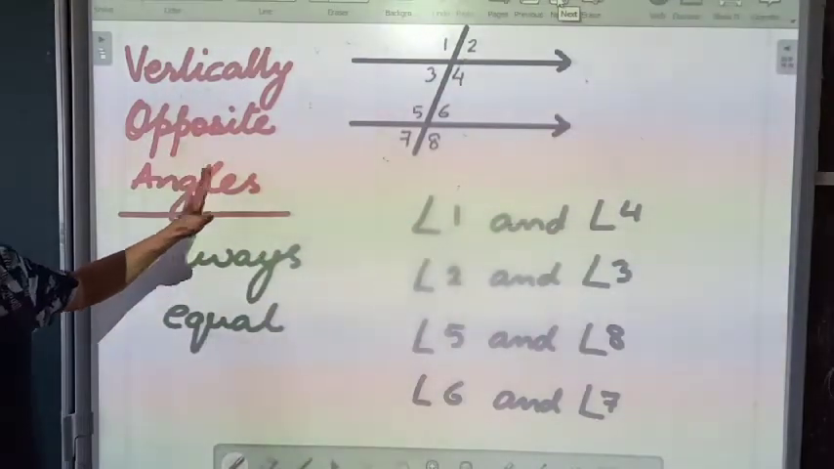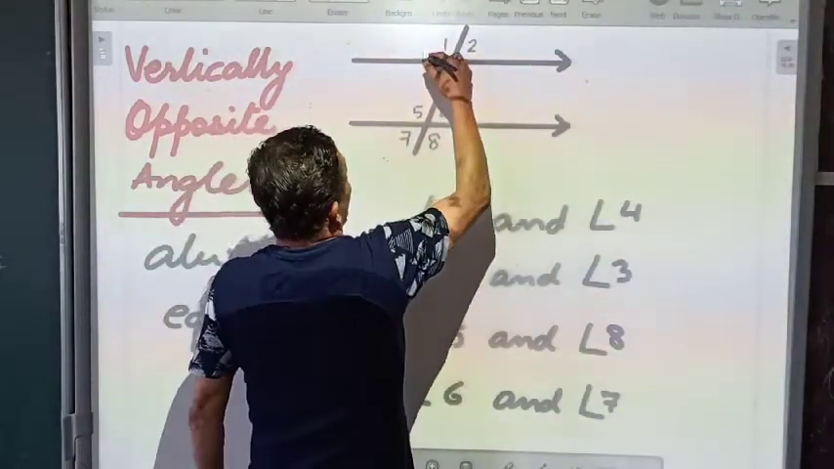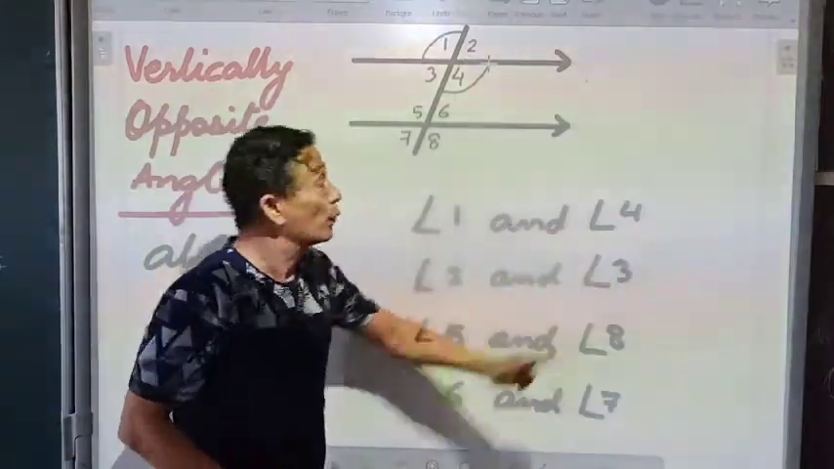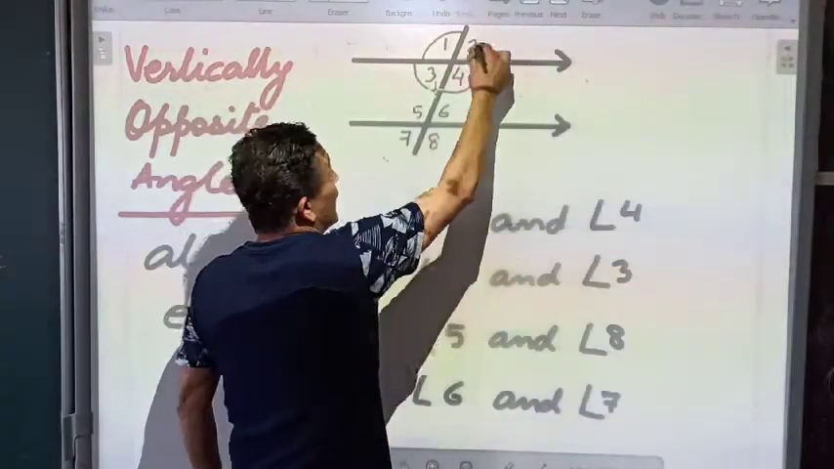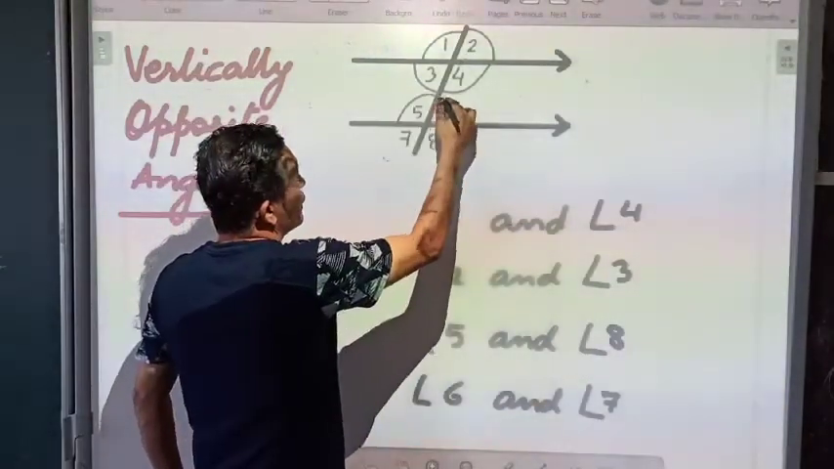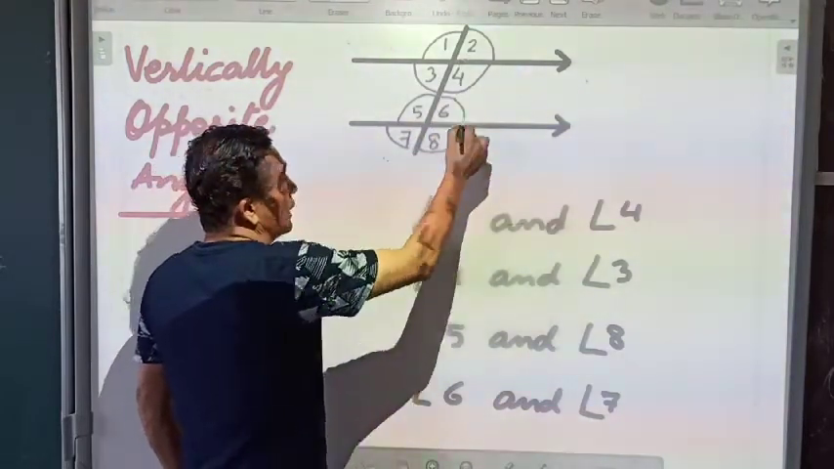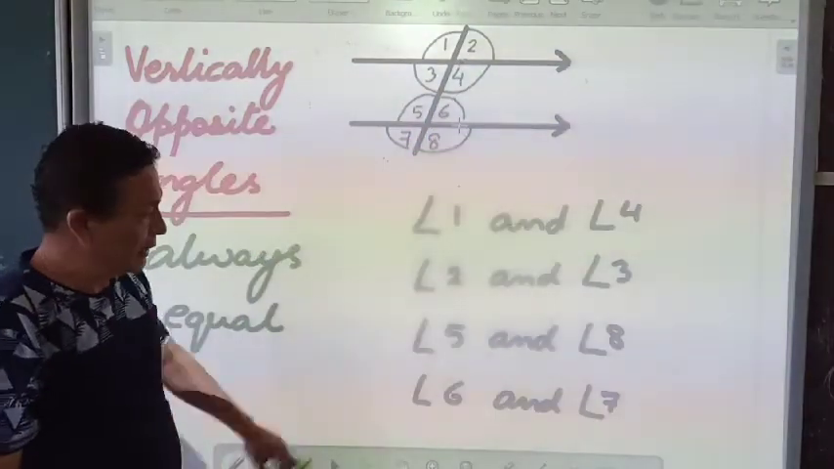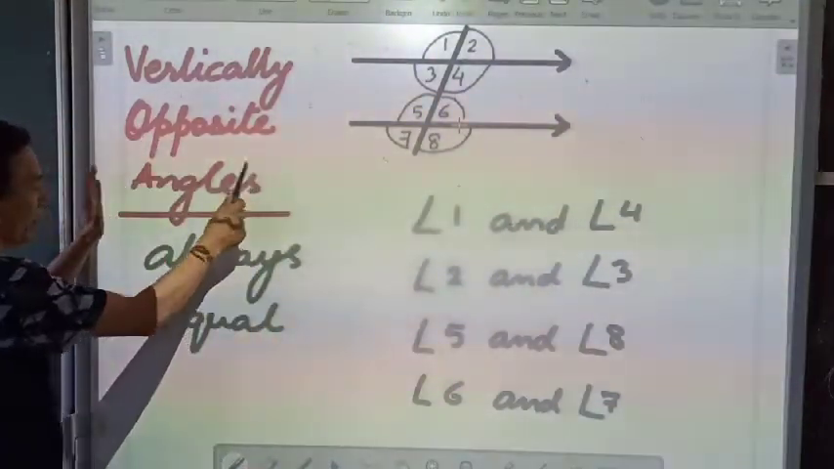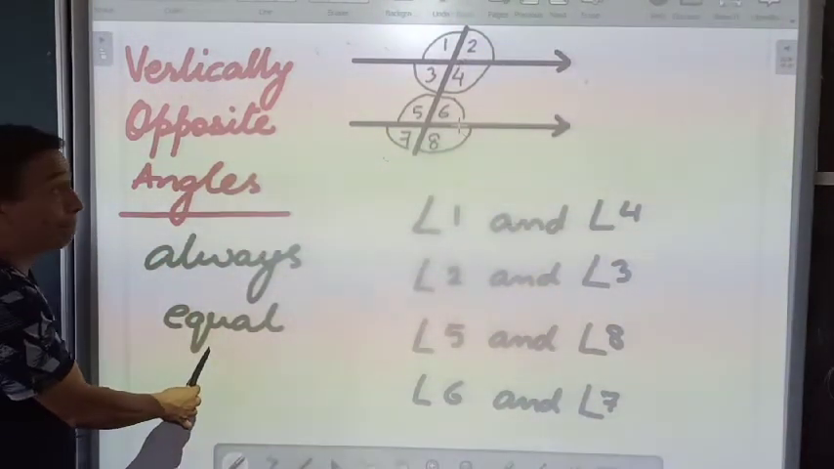Vertically opposite angles. We've already done it. Now, if I look at this one here, angle 1 and angle 4 are vertically opposite. Similarly, angle 3 and angle 2 are vertically opposite. 5 over here and 8 are vertically opposite, and 6 and 7 are also vertically opposite. There are 4 pairs of vertically opposite angles, and what we must remember is vertically opposite angles are always equal.